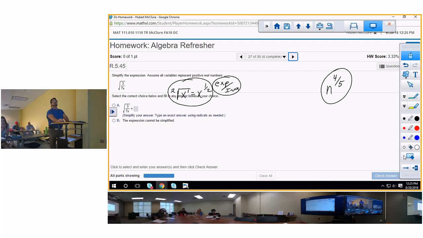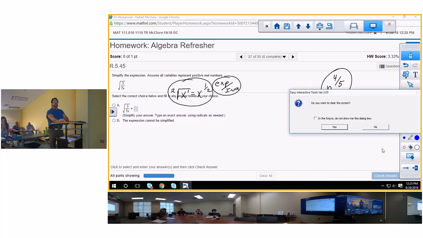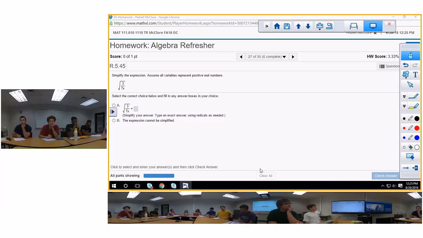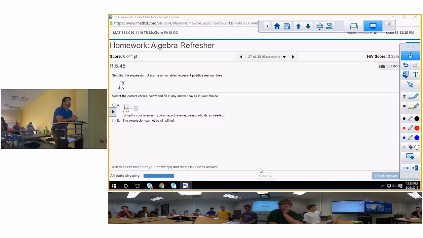Now, what does the direction say? Watch the directions on these because it tells you what to do. Simplify the expression. Assume all variables represent positive real numbers. So somebody tell me what I need to do. I heard group. Is that what you said? Enunciate and volume. I heard no group.